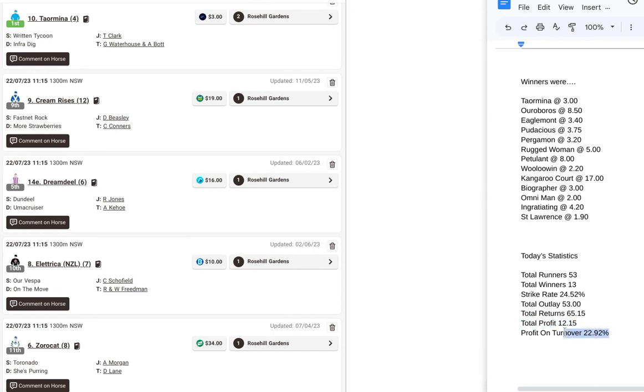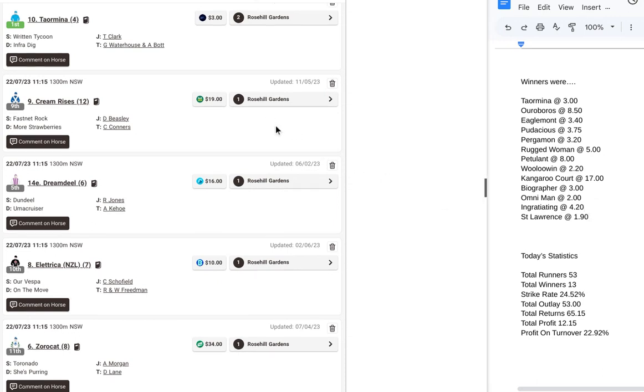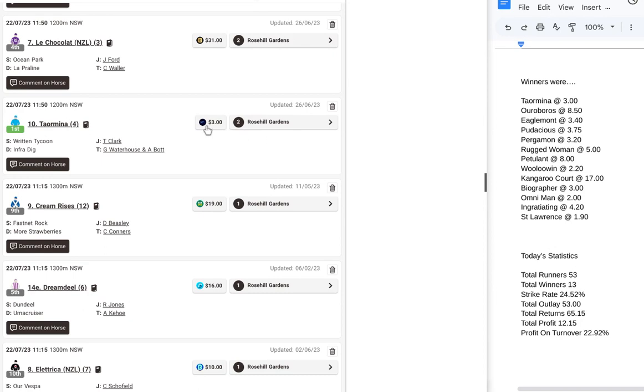on turnover of 22.92%. The standout winners on the day were Kangaroo Court, $17, value long shot odds, Ouroboros at $8.50, and Rugged Woman at $5. A lot of expected winners: Taormina, Eaglemont, Pudacious, Pergamon, Petulant also at $8 was another good price one. Wooloowin got out to $220, Biographer, Omni Man, Ingratiating, and St. Lawrence. If we run through them, Taormina won Rose Hill Race 2, $3.